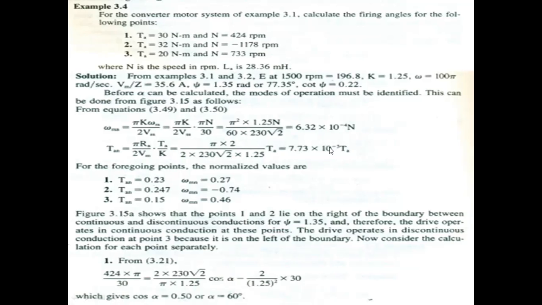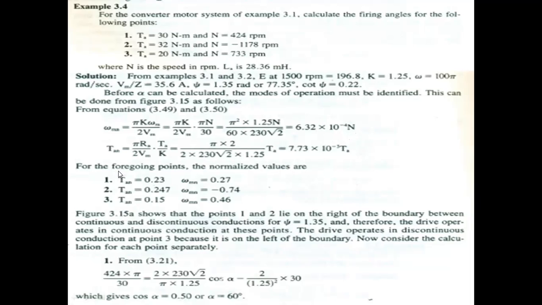Now we have to substitute the values. See here, for the foregoing points, we are normalizing these values like this. T is 0.23 and omega is 0.27. First bit, second bit is this one, third bit. Now substitute the values of n and TA in each bit. Now you will get the alpha.